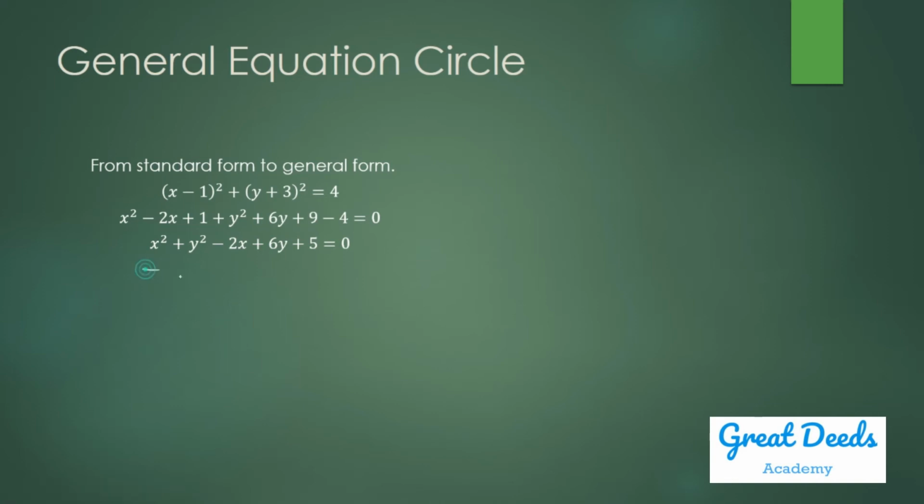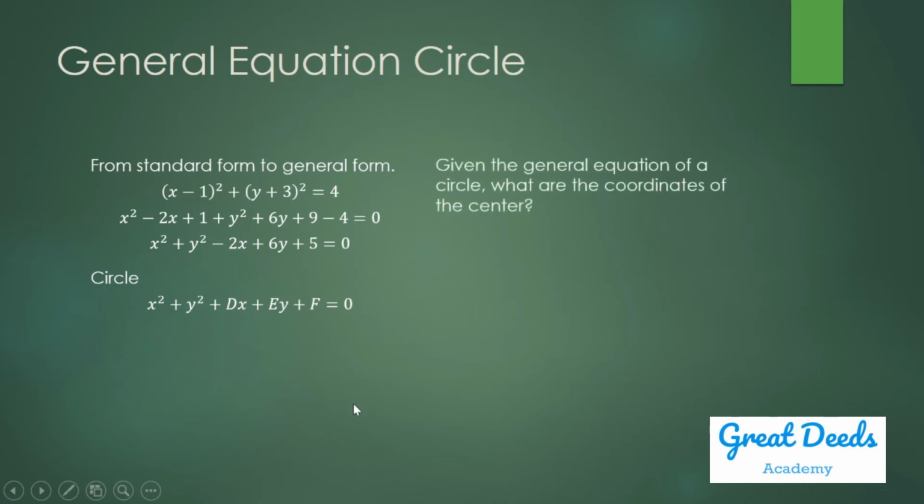We combine similar terms and we write it in descending degree. We begin with all the squares, x squared and y squared, and then the linear terms of degree 1, and then the constant terms. So to write from standard form to general form requires simply expanding a binomial, the square of a binomial. This is the form of your general equation for a circle. Given the general equation of a circle, what are the coordinates of the center? What is the radius? So from here, we will write it in standard form.